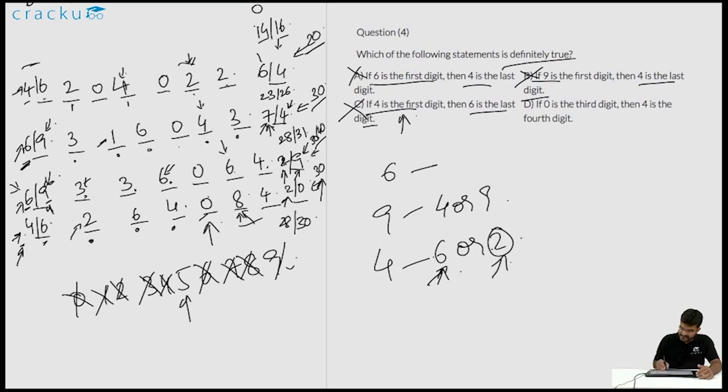If you look at the last option, if 0 is the third digit, now 0 can be the third digit in only the first case. Then 4 is the fourth digit. In that case 4 is definitely the fourth digit. So option D is the correct answer.